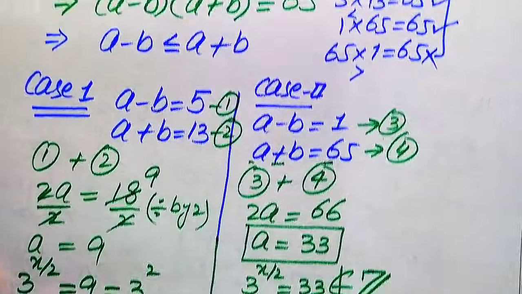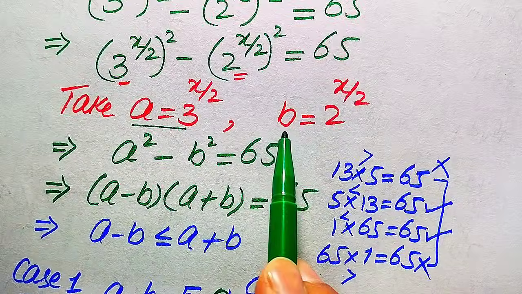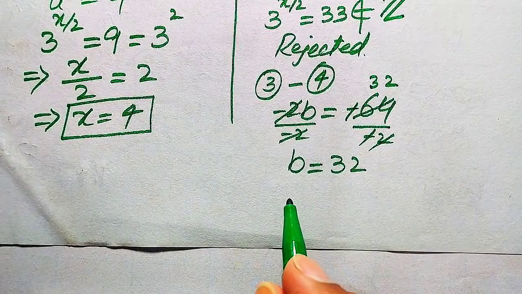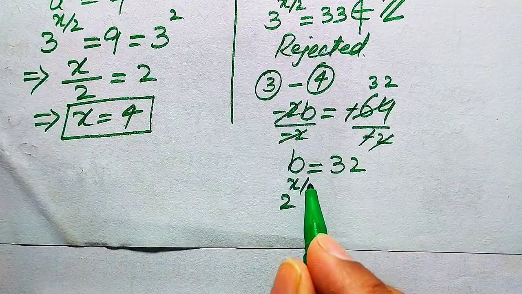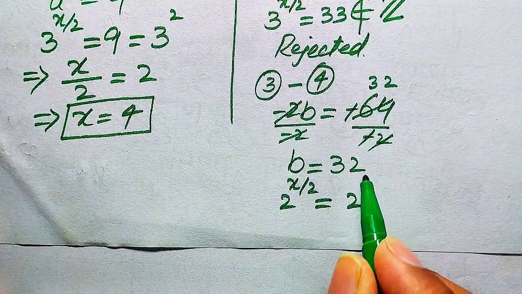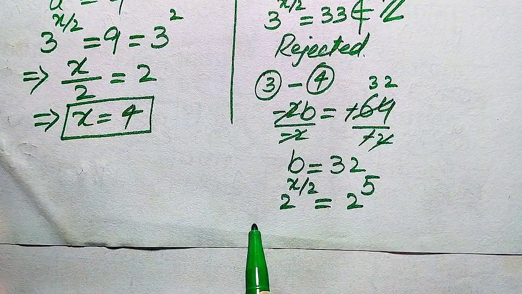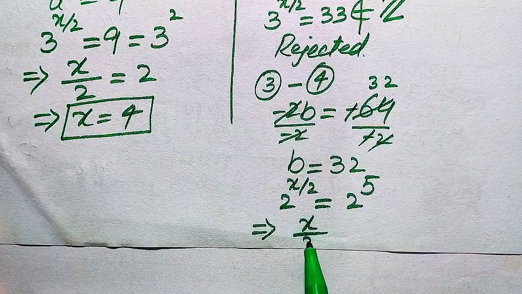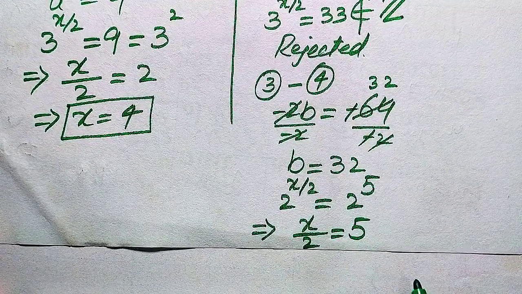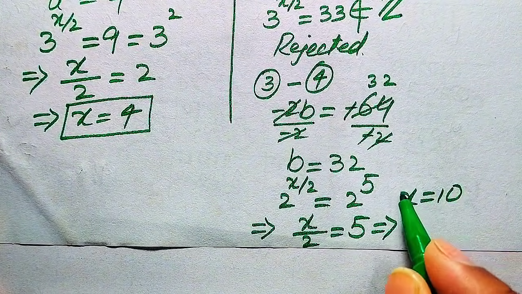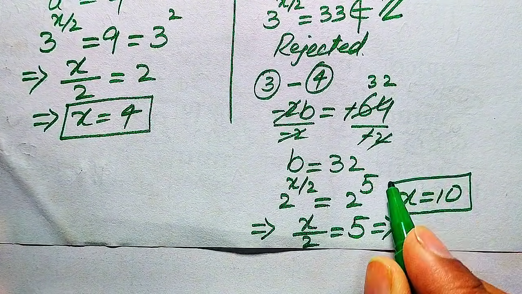So we again move backward and we back substitute the value of b. It is 2 to the power of x over 2. So when you put this value here, it becomes 2 to the power of x over 2 equals, we write this 32 as 2 to the power of 5. So again you see that the bases on both of the sides are same, so we equate the exponents and we get x over 2 equals 5, and this implies that x equals 10. So this is the second value of x.